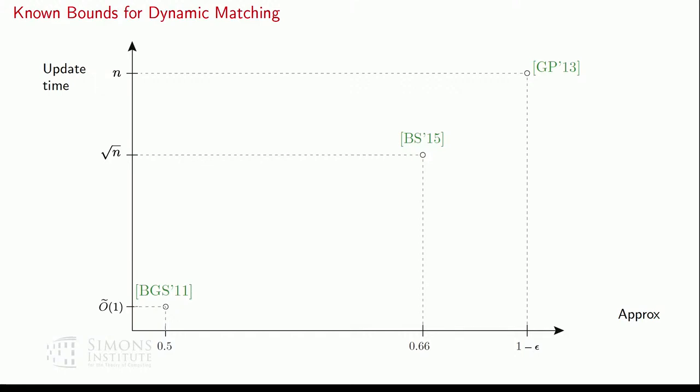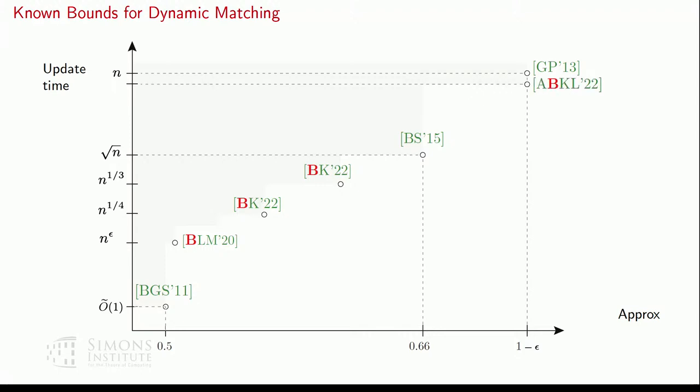So this was what we knew up until around 2015-16. And since then, there have been a lot of new trade-offs between these. There were a lot of works achieving, for example, a slightly worse approximation than two-thirds, but with a faster update time of n to the one-third, or slightly better than half approximation in n to the epsilon time. So there were a lot of incomparable algorithms depending on the update time and the approximation ratio. Are these all for general graphs? These are all for general graphs. All of them are known for general graphs.